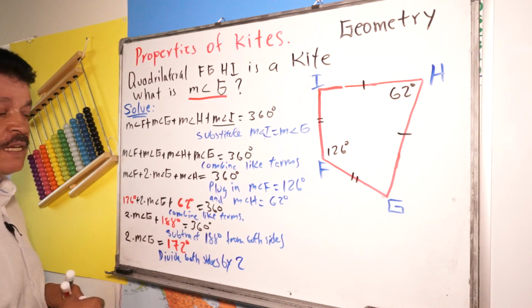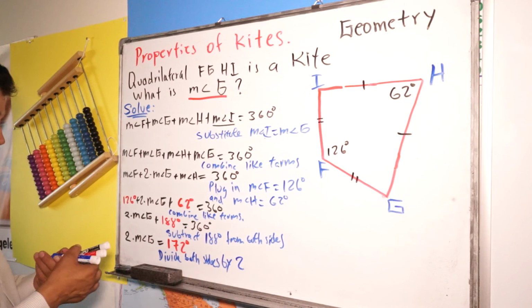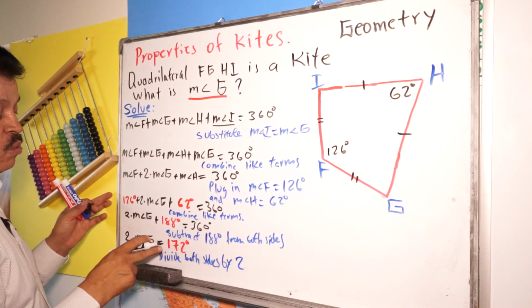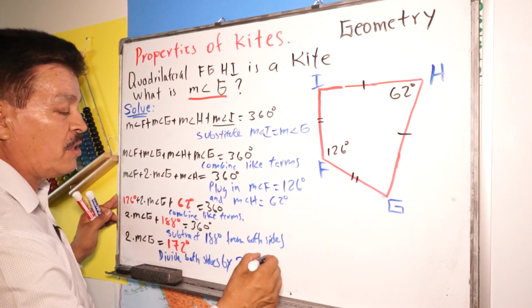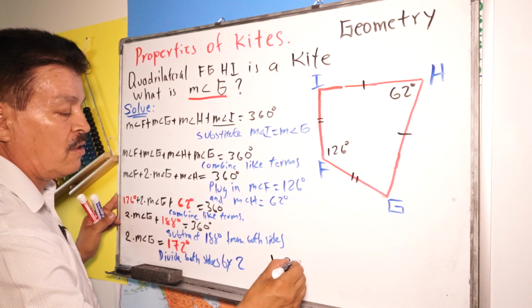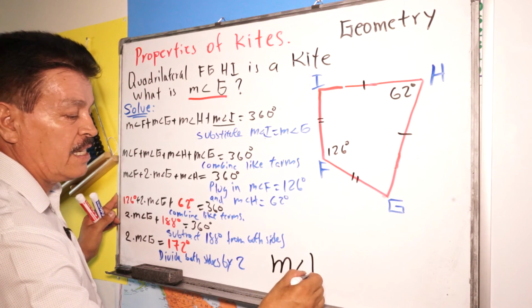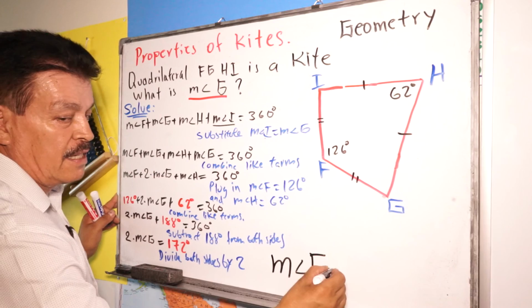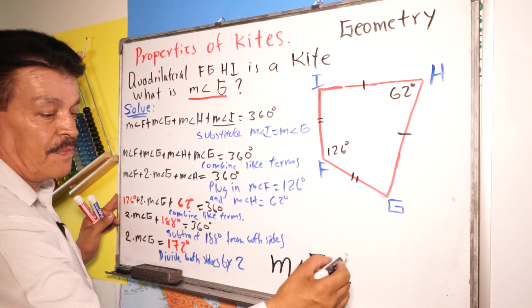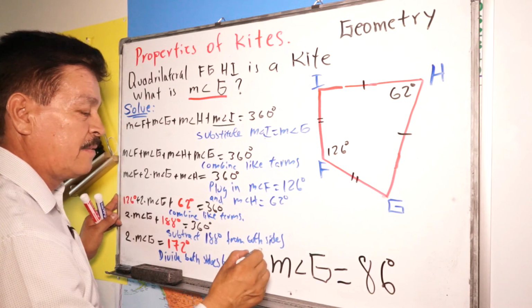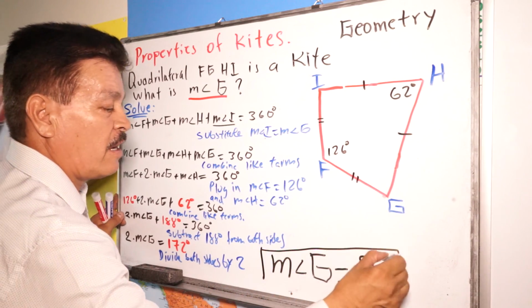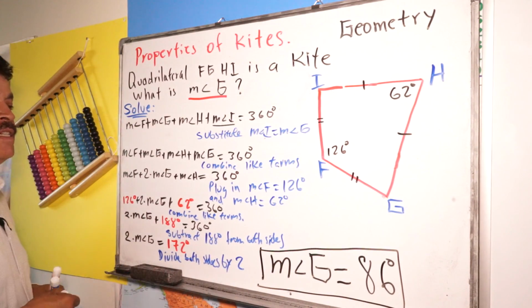You divide both sides by 2, so 172 divided by 2, and the measure of angle G equals 86 degrees. So this is our answer, all right? So that's it.